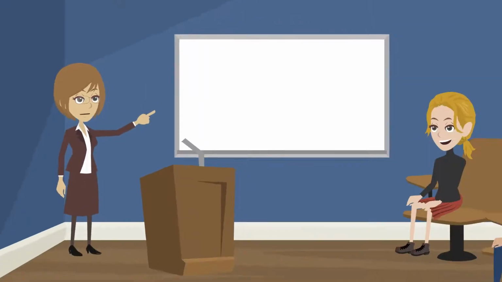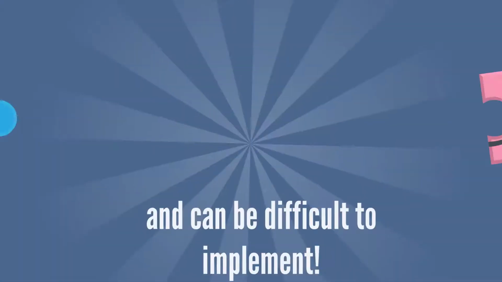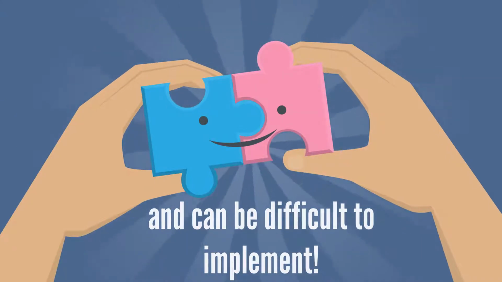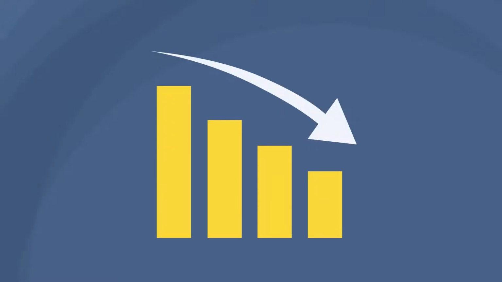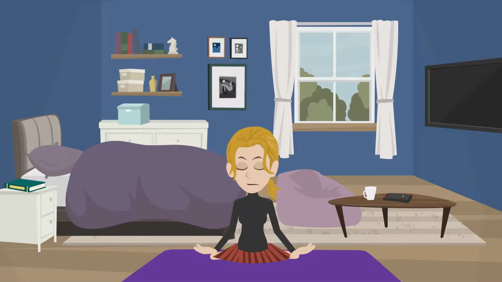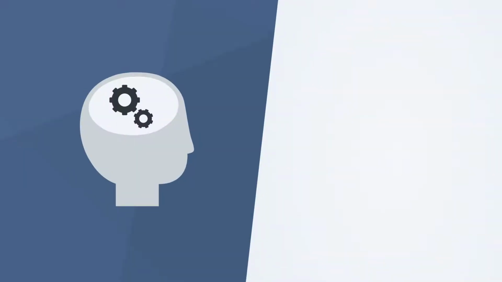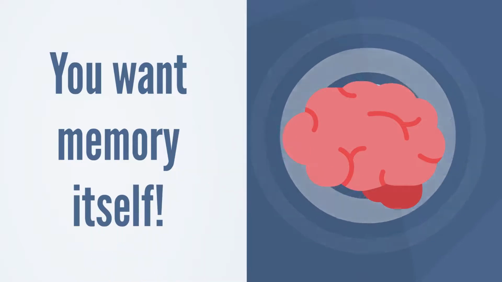Mrs. Kelly reminds the students that it is important to remember that retrieval techniques take time and can be difficult to implement. This can make you feel like you are not making any progress when you actually are. She tells them that they need to be patient and work hard if they want to see results. You must remember that you are trying to avoid the illusion of memory. You want to have actual memory itself.